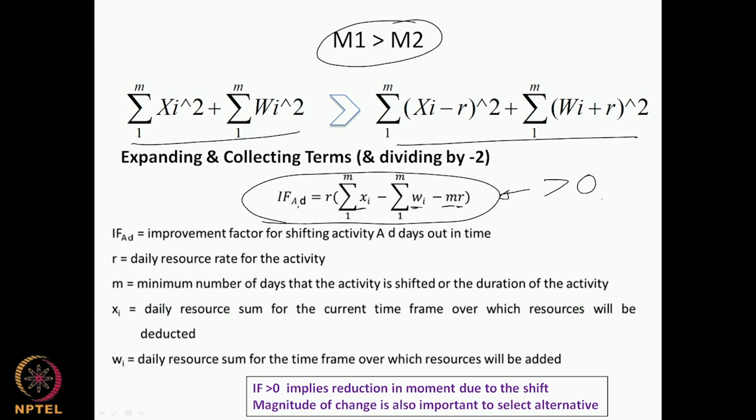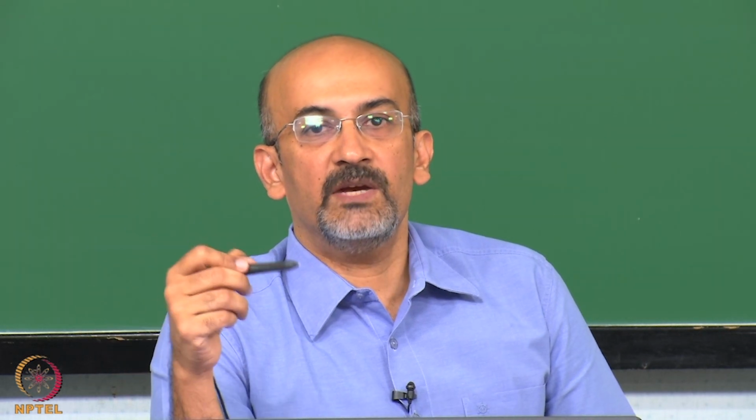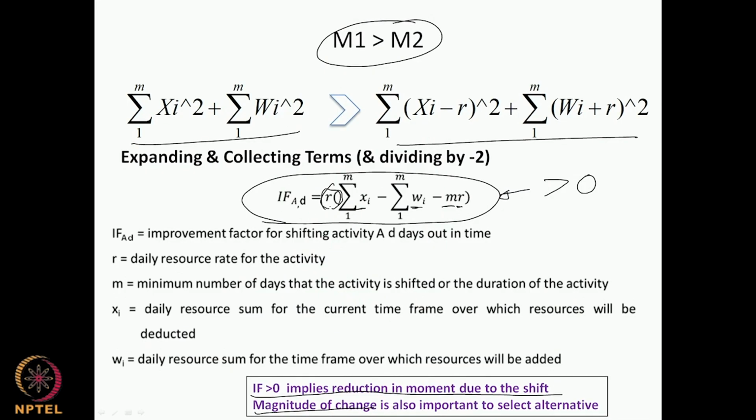The other point is that it is not just the reduction in the moment due to the shift, it is also the magnitude of change. So we are multiplying by r here, which gives you the magnitude of change of a shift. This becomes important when we want to compare between 2-3 activities. I shift one, I bring that one back, I shift the second one, and both might result in a positive value in terms of improvement factor, but which gives you a higher reduction in moment will depend on the resource level which is required. That is the resource rate of the activity, that is R.